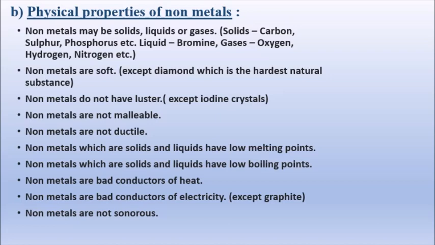Now, non-metals do not have shine. If you take coal, it does not have any shine. If you take carbon, it does not have shine. If you take sulfur, it does not have shine. So non-metals do not have luster except for iodine crystals. If you take iodine crystals, you can see they are shiny. So only iodine crystals have luster. Other non-metals do not have luster.